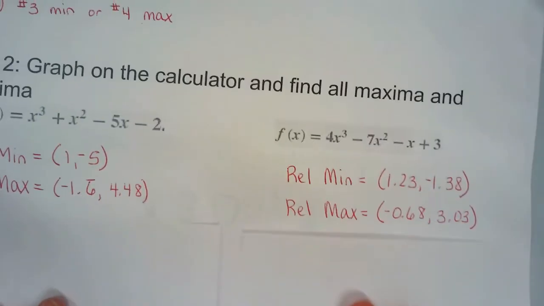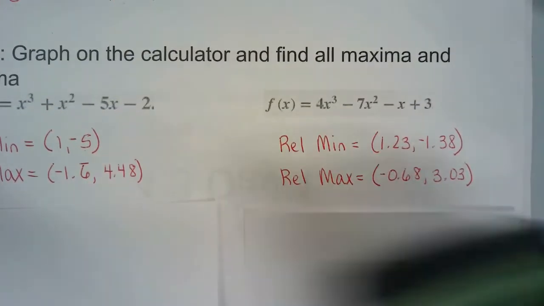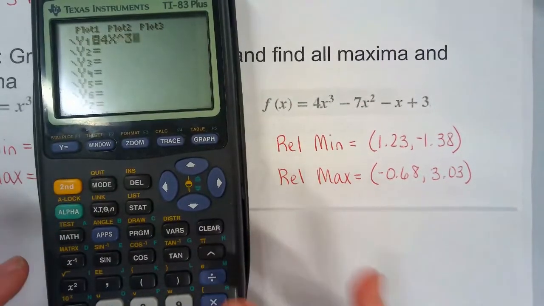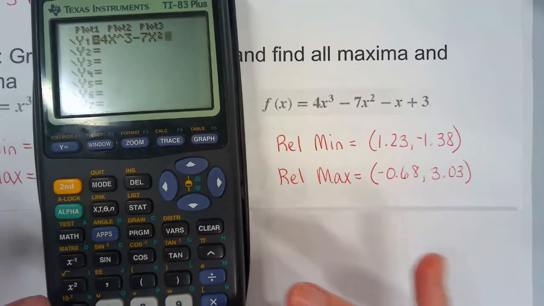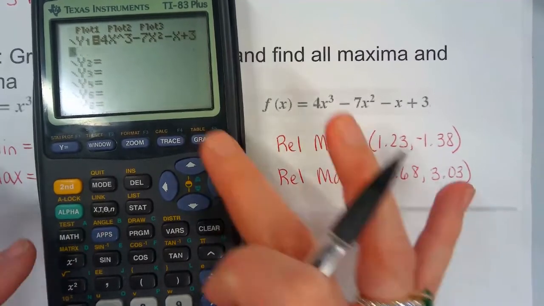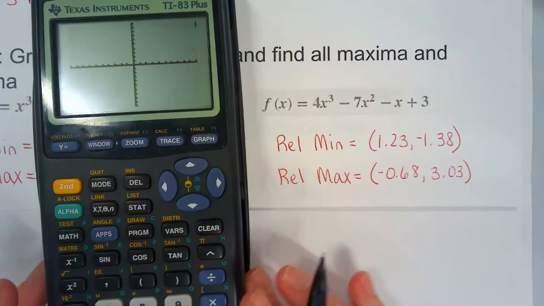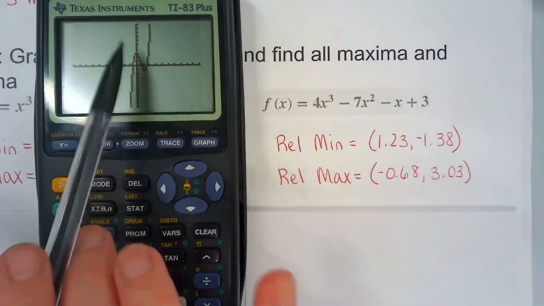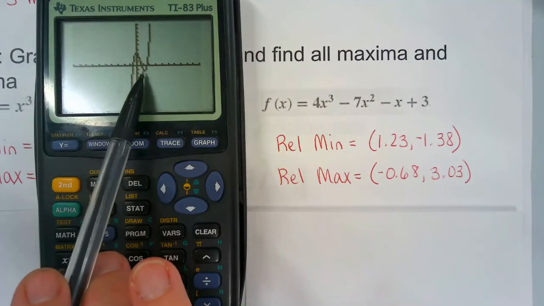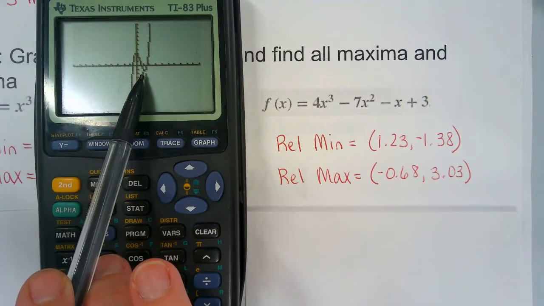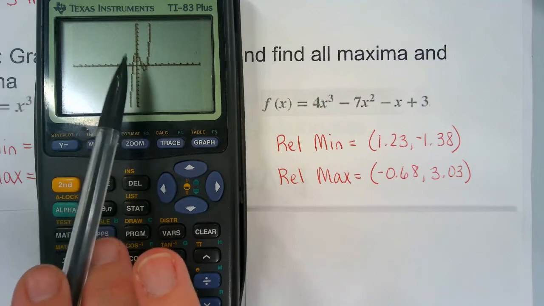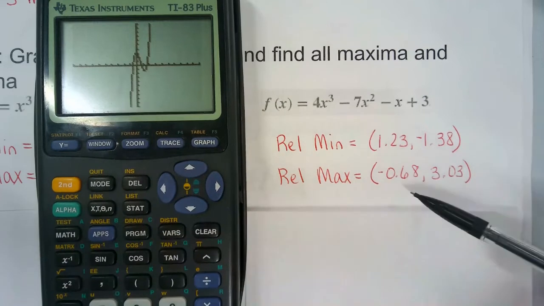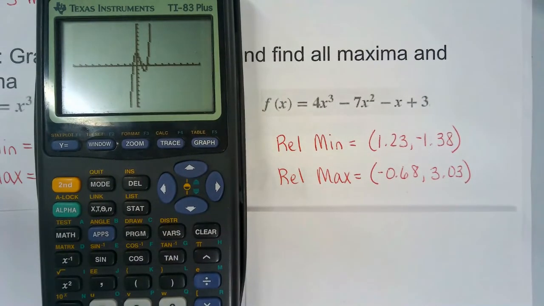So in the next question, you should have found these values. So if you type it in there, 4x to the third minus 7x squared minus x plus 3, you're going to end up getting this picture. So you should have 2 turning points. So you should have used your minimum button to find this one. So that's the 1.23 and the negative 1.38. And you should have used your maximum button to find this one over here. And that's the negative 0.68 and the 3.03.